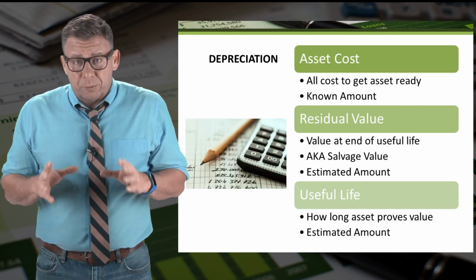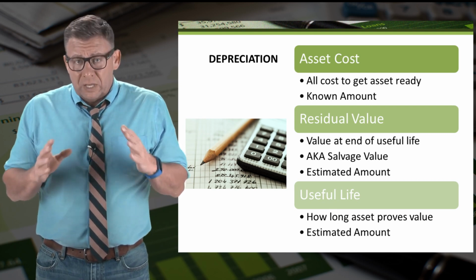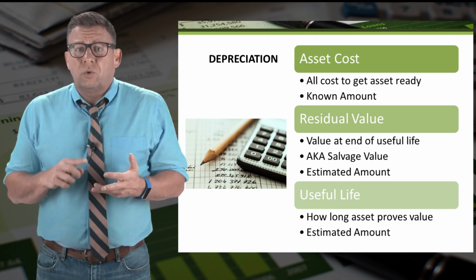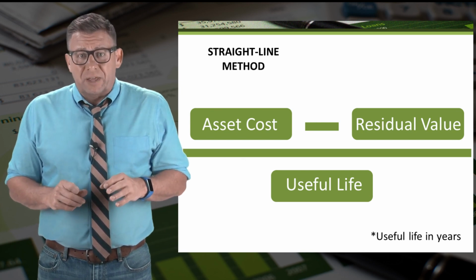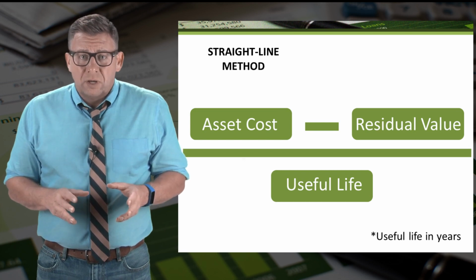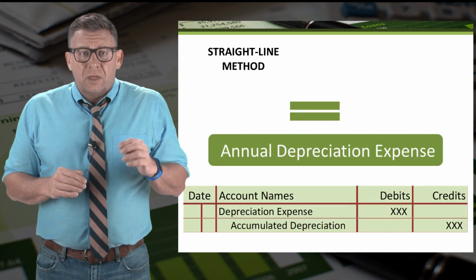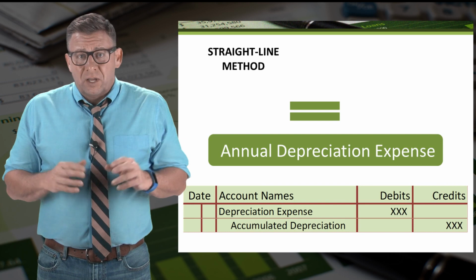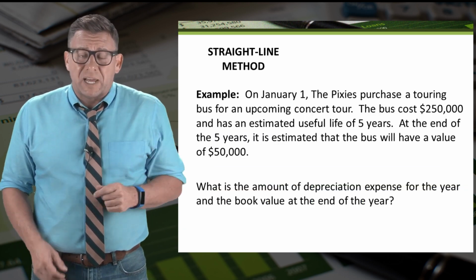In order to calculate depreciation expense, we need three values. One is known, asset cost, and the other two are estimated, residual value and the useful life. The formula for the straight line method is the asset cost minus the residual value, divided by the useful life in years. That result equals the amount of annual depreciation expense, and we would record that in our adjusting journal entry. So let's look at an example.